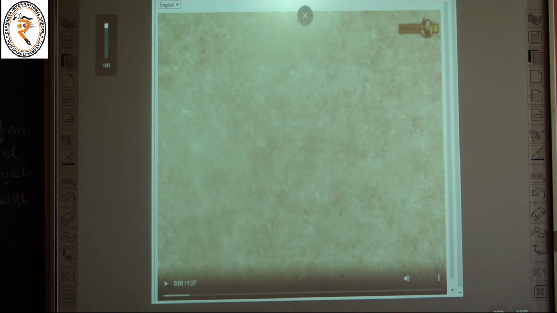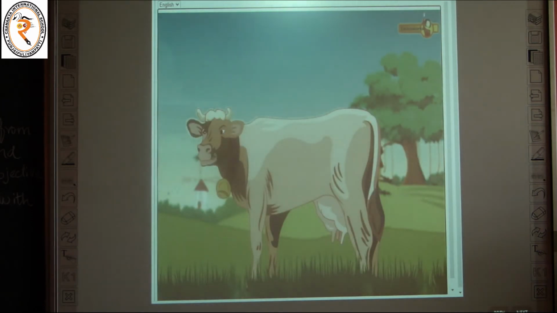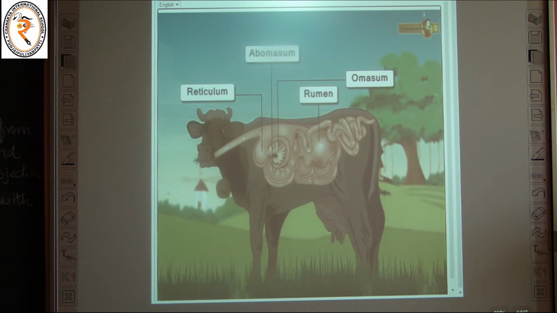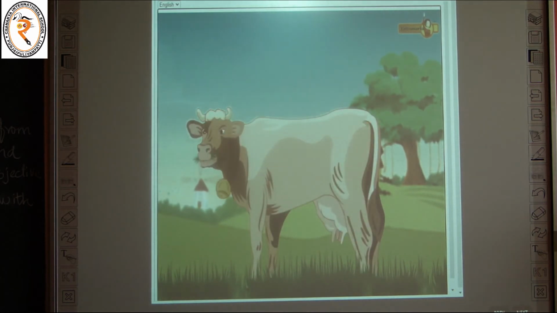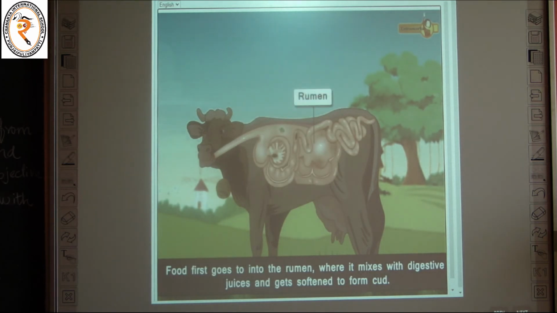Let us see one video about chewing of cud. In cattle called ruminants, the digestion of food takes place in different ways. In ruminants like cow, the stomach consists of 4 compartments: rumen, reticulum, omasum, and abomasum. When a cow eats food, it first chews the food. Once swallowed, food first goes into the rumen, where it mixes with digestive juices and gets softened. This softened food is called cud.